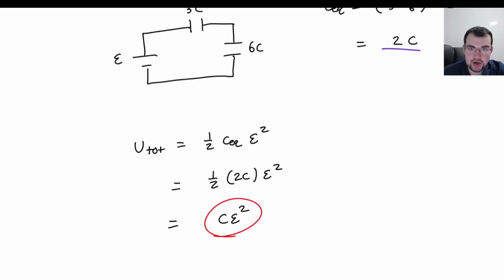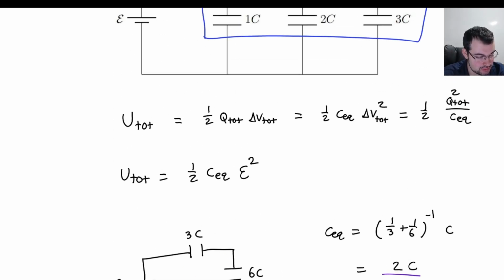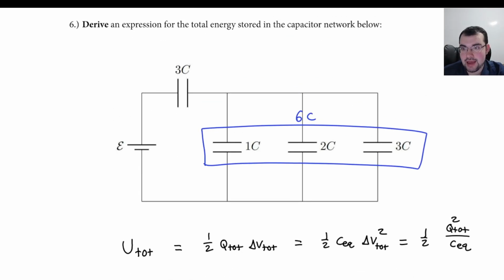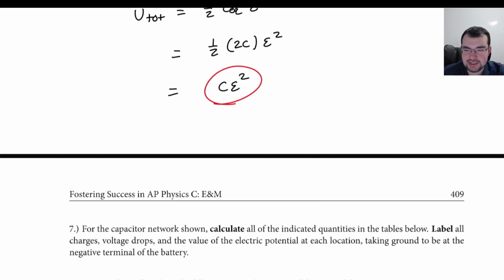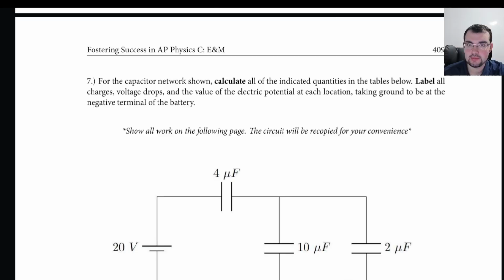And now here is our daily reminder of, I call this the people who dislike themselves and want to do a bunch of algebra. So if you're one of those people, calculate everything about this circuit and add up all the energies and show that you still get C times epsilon squared. Good luck. It's not actually hard, it's just annoying.